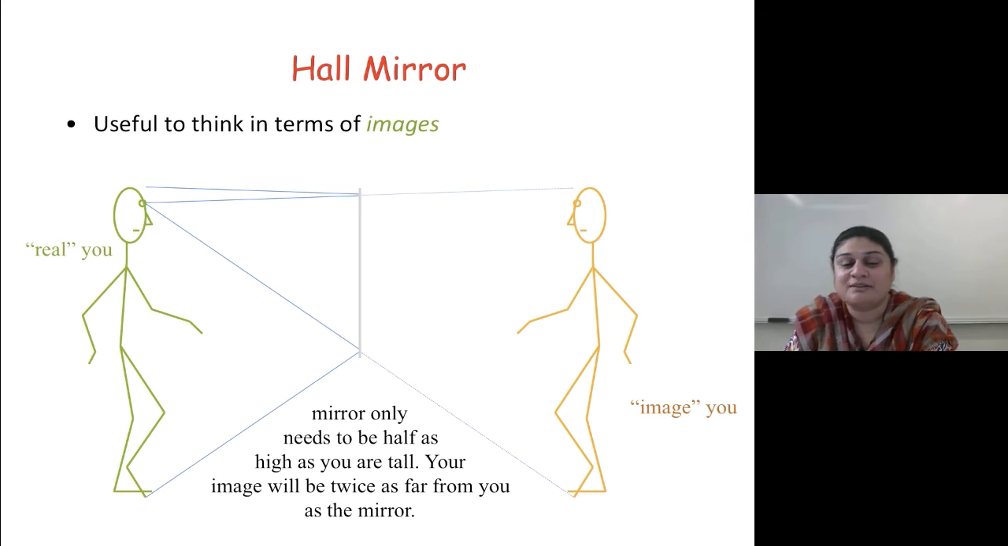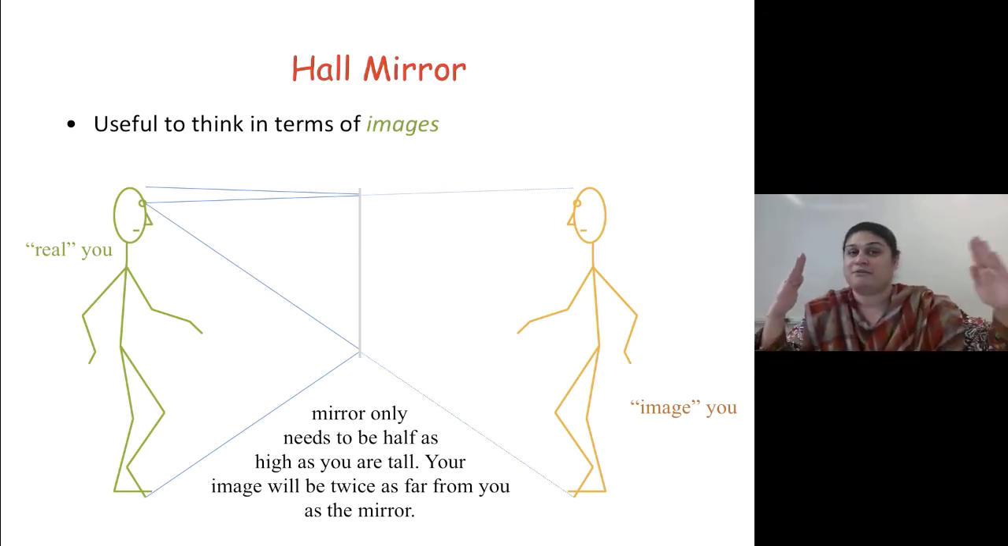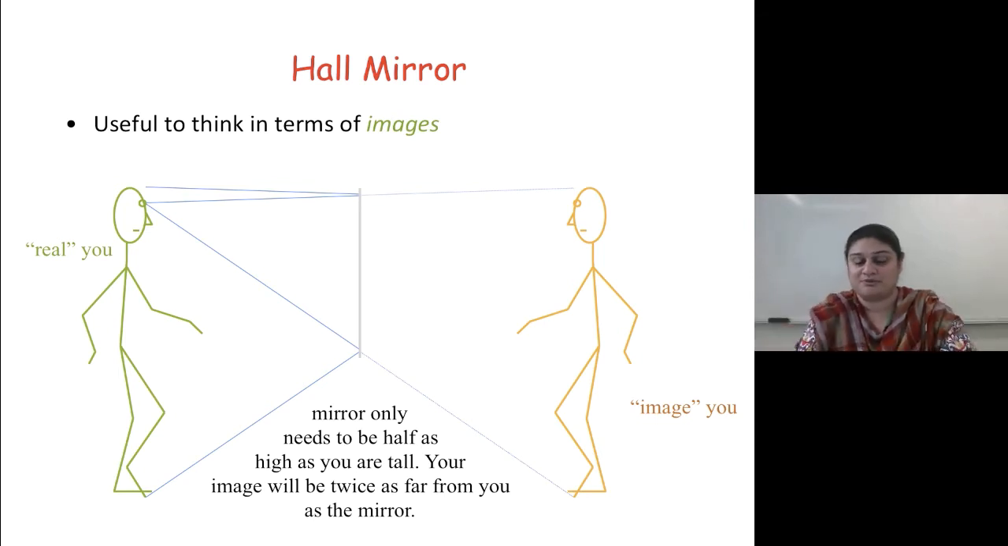So, a mirror only needs to be half as tall as you, and your image will be twice as far as it is from the mirror. So if you are, say, 1 meter in front of the mirror, your image will be 1 meter behind the mirror. If you move closer to the mirror, your image will move closer. If you move away from the mirror, your image will move away from the mirror.